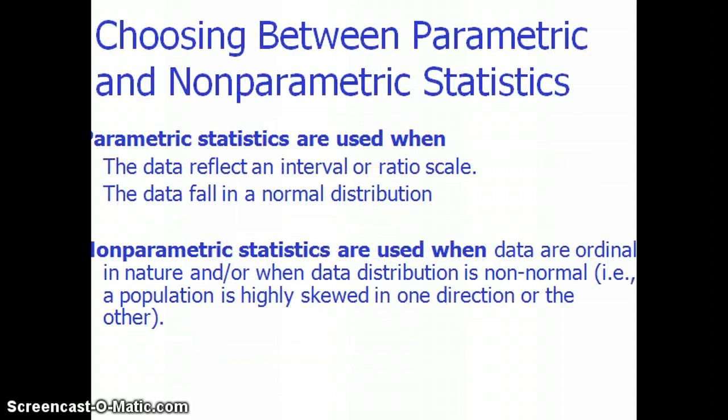The choice between parametric and non-parametric statistics. Parametric statistics are used when the data reflect an interval or a ratio scale. One more condition is that the data fall into a normal distribution. The non-parametric statistics are used when the data are ordinal in nature, and/or when the data distribution is non-normal, such as it is skewed to the right or skewed to the left.